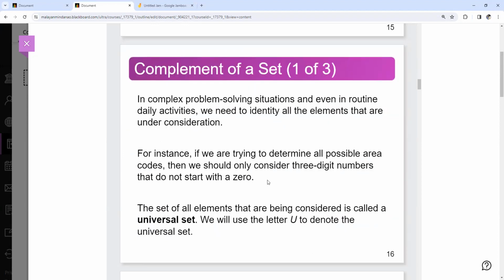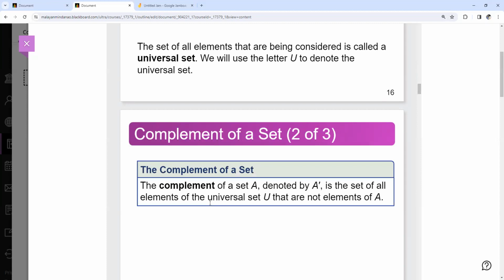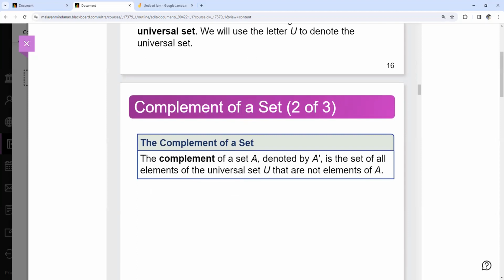Now the complement of a set. In set theory, we have what is called a universal set, which is the set of all elements that are being considered. Inside the universal set, we can talk about smaller sets. For example, set A could be inside the universal set, and there are elements that are not in set A but are in the universal set. The complement of a set A, denoted by A prime, is the set of all elements of the universal set that are not elements of A.